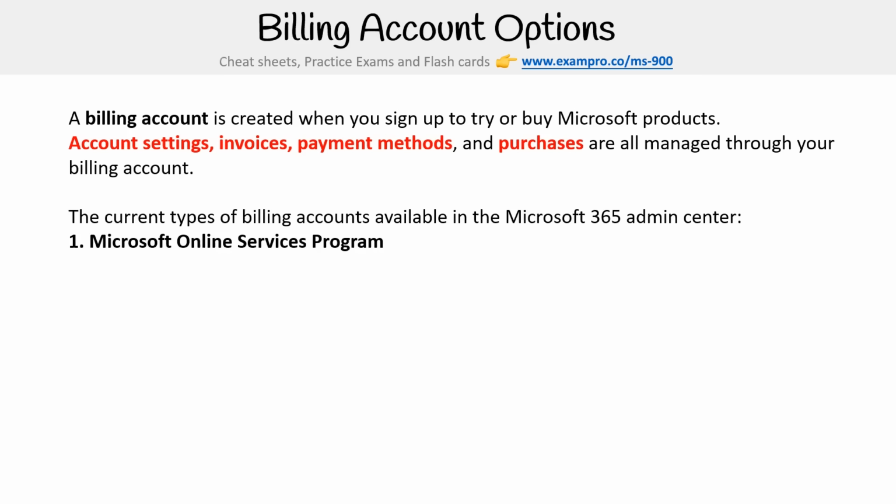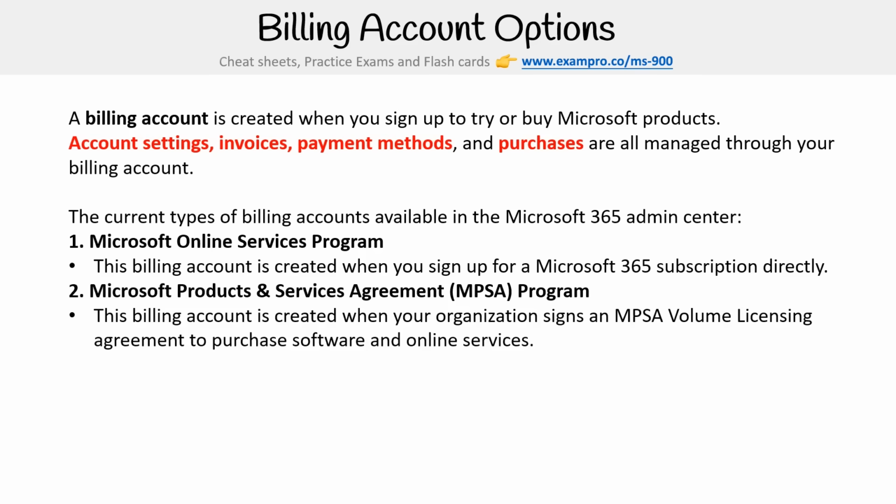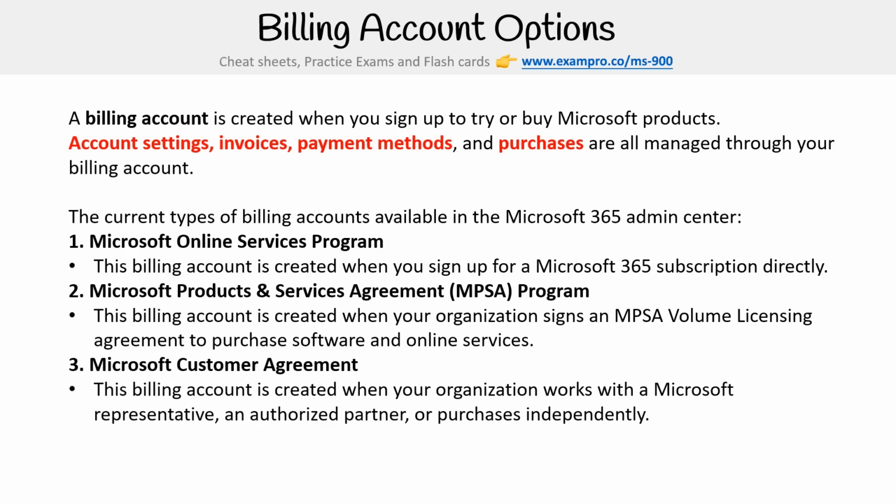The first one is the Microsoft Online Services Program. This billing account is created when you sign up for a Microsoft 365 subscription directly. The second one is the Microsoft Products and Services Agreement Program, and this billing account is created when your organization signs an MPSA volume licensing agreement to purchase software and online services. And the third one is the Microsoft Customer Agreement. This billing account is created when your organization works with a Microsoft representative, an authorized partner, or purchases independently.